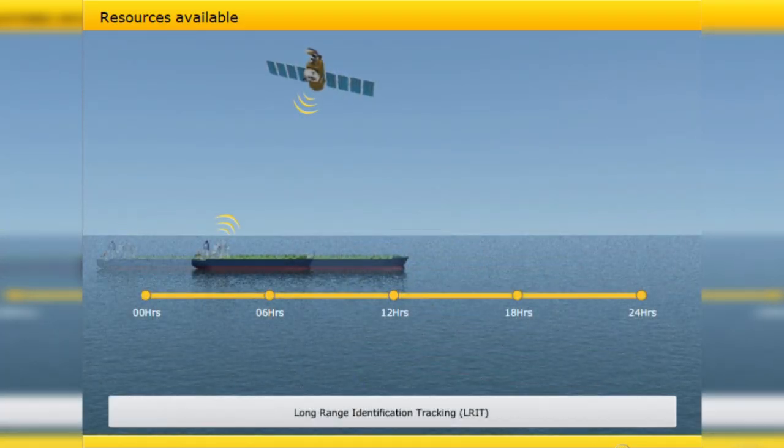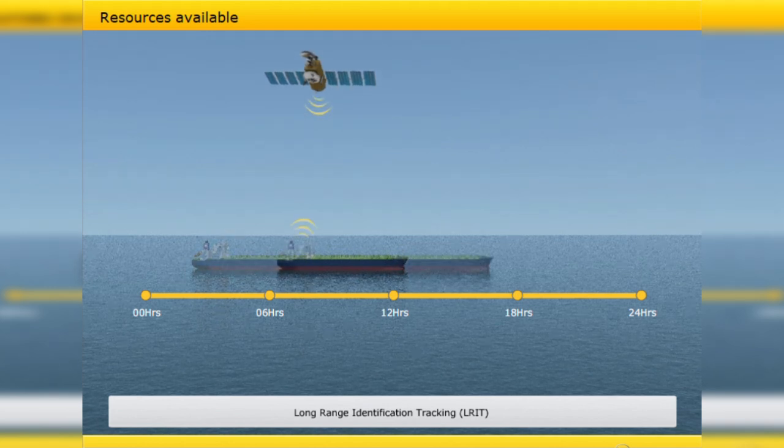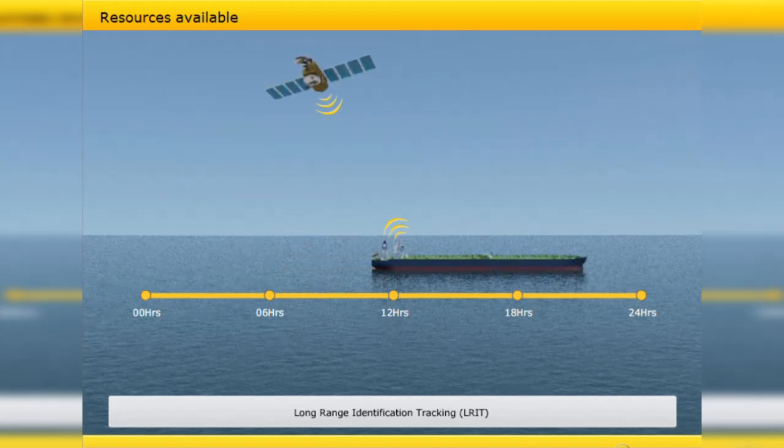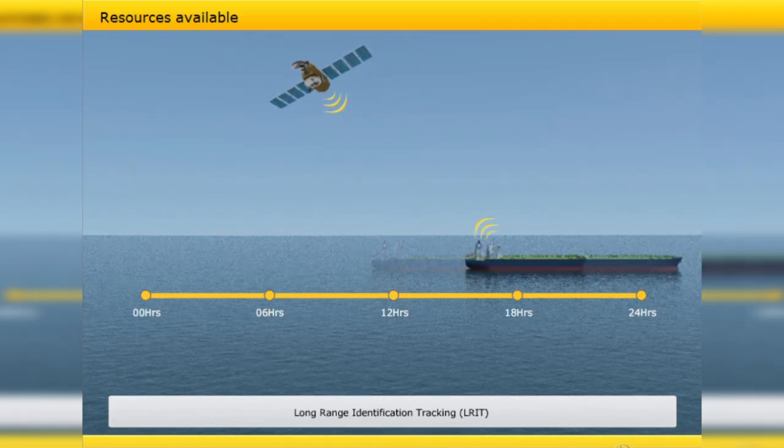Long-range identification tracking is a method of recording the ship's position at least every 6 hours. This information is stored by a company authorized by the flag state. Search and rescue authorities have permission to obtain data about ships in areas near their distress incident free of charge.